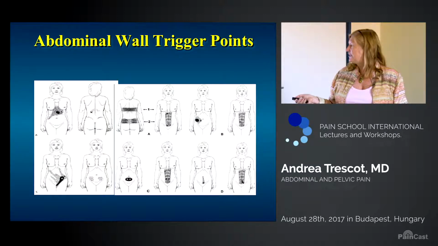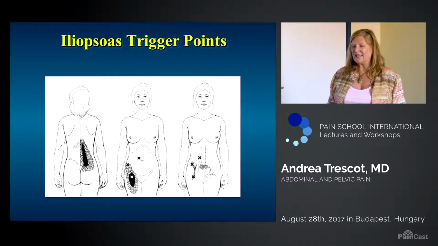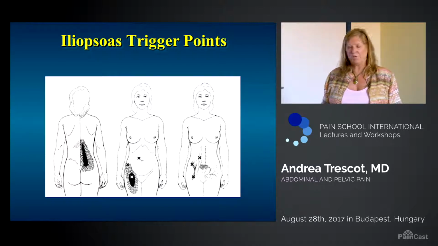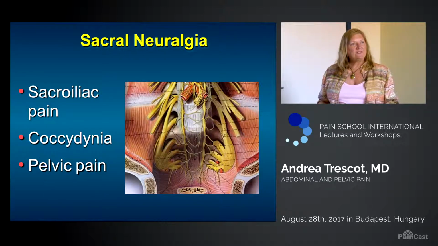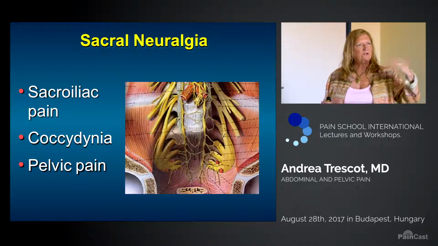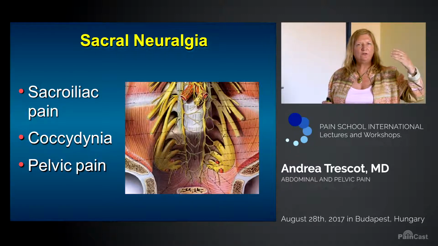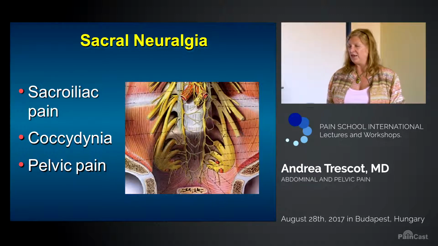And these are just some examples of some of the trigger points. And the iliopsoas is an example. And so abolishment of symptoms with local anesthetic strongly suggests abdominal wall origins of pain. Then we move a little bit further down into the sacral nerves. We've got the sacral neuralgia from the posterior branches, being the medial cluneal or the lateral branches of the sacral nerves. So they can cause sacroiliac pain, coccygodynia, or a variety of pelvic pains.